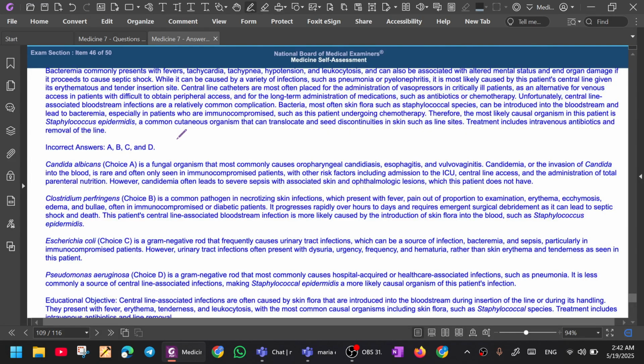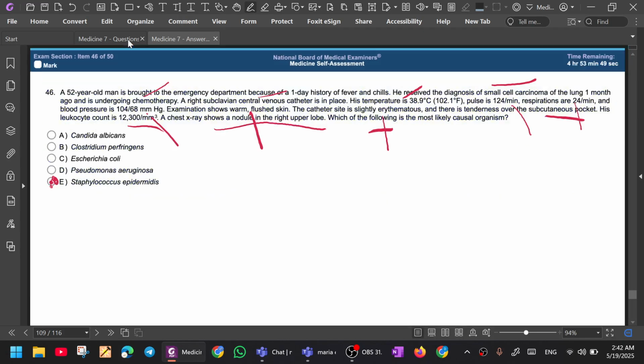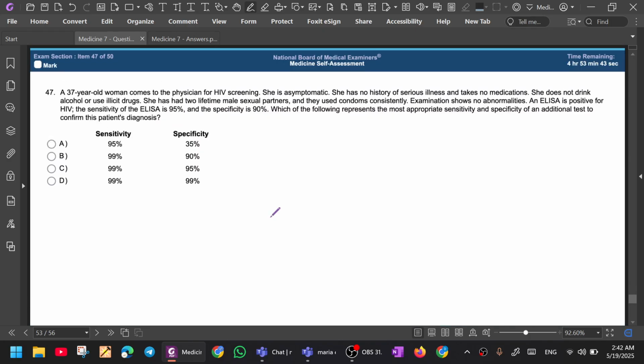Okay, next. Which of the following represents the most appropriate sensitivity and specificity of an additional test to confirm this patient's diagnosis.